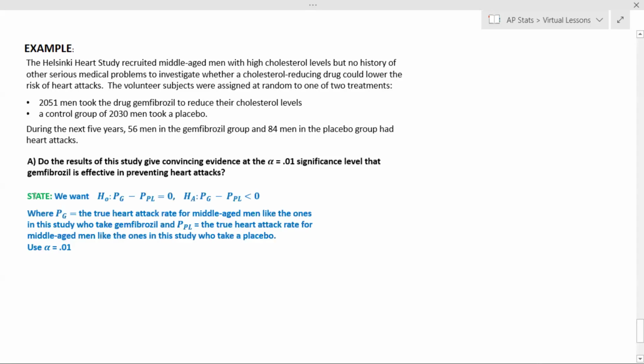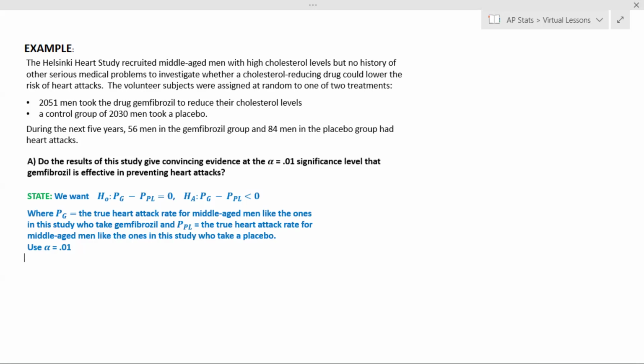So here we go. We want null, where P sub G minus P sub PL equals 0. So we assume there is no difference. And then the alternative is that the difference is less than 0, where P sub G is the true heart attack rate for middle-aged men like the ones in this study who take GEM, and P sub PL equals the true heart attack rate for middle-aged men like the ones in this study who took the placebo.